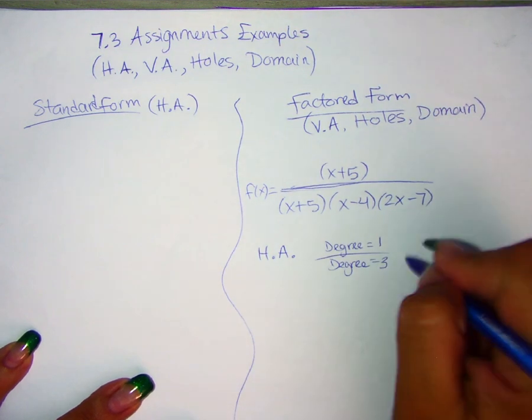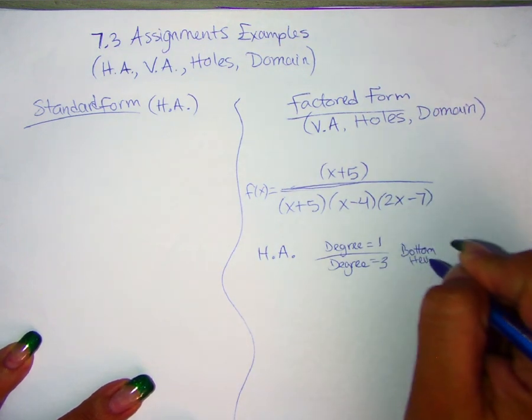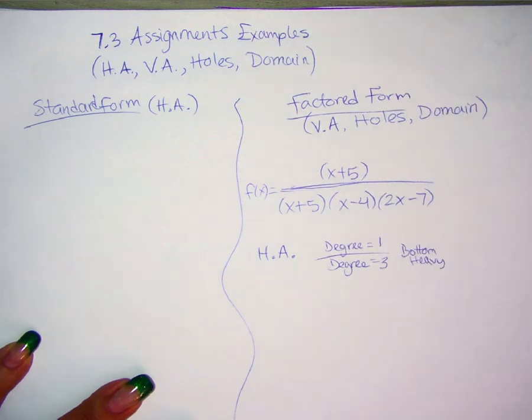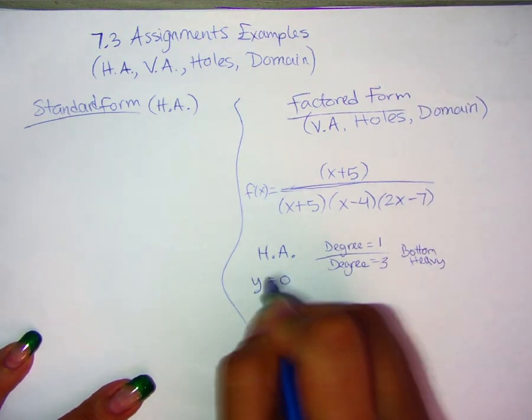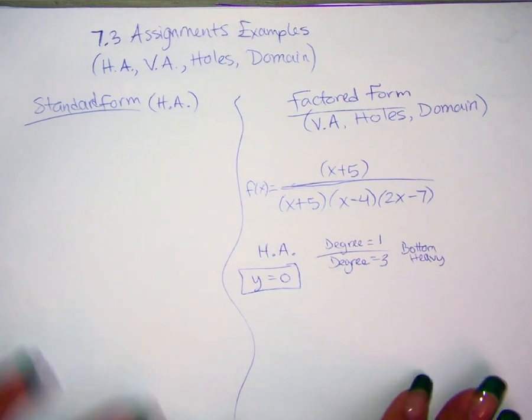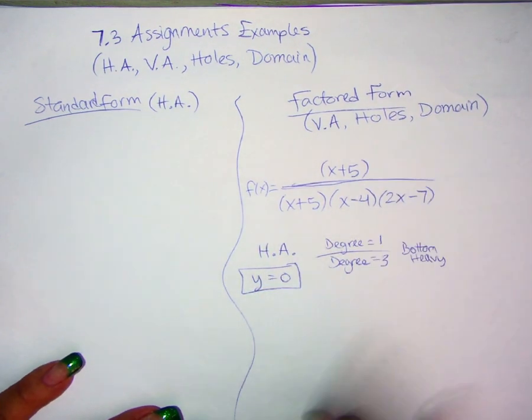Here, this is going to be bottom heavy based on our notes. And when it's bottom heavy, we concluded that the horizontal asymptote will be y equals 0. So that takes care of the horizontal asymptote for factored form.